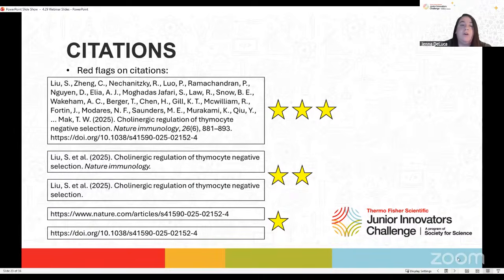So if we want to look at some red flags on citations, I'm using the same exact citation and showing you different ways that you could or should cite it. So the first one there with 3 stars is the one that I had on the last page that has almost all of the authors and almost all of the details that we could get. So authors, date, title, journal, volume, issue, page numbers, and DOI.